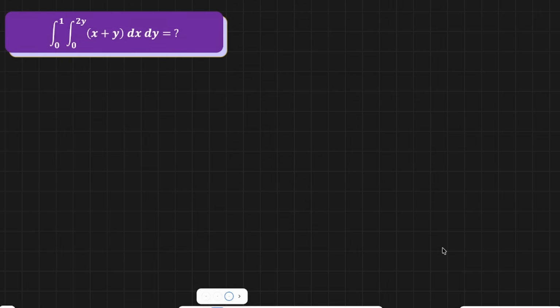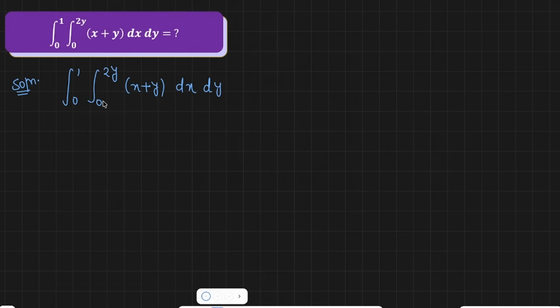Now come to this question. Now how to solve this question? What will be the answer for this question? That we will see. Let's say I have this question, x plus y. How to solve? First of all, you write down the equation. This is 0 to 1, this is 0 to 2y, this is x plus y, this is dx dy. We don't care about this for now.